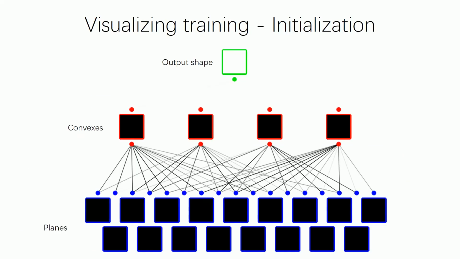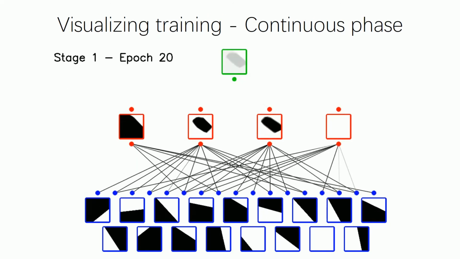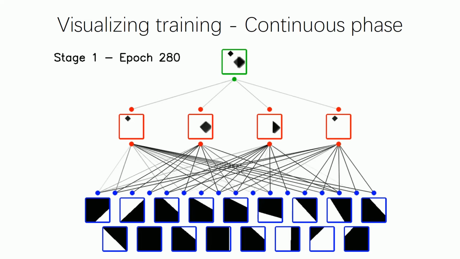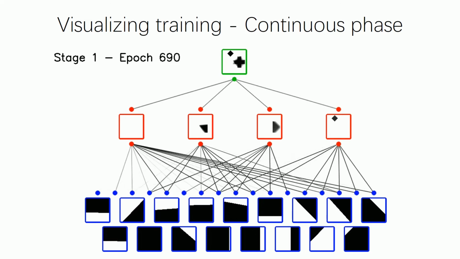Here, we visualize the training process for a 2D toy example. We initialize the network with random weights before training, including the binary matrix that connects planes to convexes, and the auxiliary weights that aggregate the convexes to form the output. All weights are float numbers, so that the gradients can easily propagate. In stage 1, we train the network with reconstruction loss, and 2 other losses to help structure the tree. Note how the connections are changed in the bottom level.